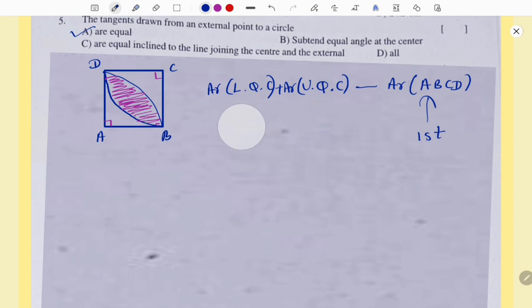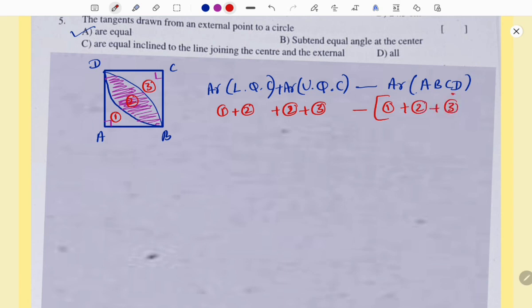I can explain it in another way. Here I can name this part 1, this part 2, and this part 3. So the area of the lower quadrant means part 1 plus part 2, yes or no? The area of the upper quadrant circle means part 2 plus part 3, minus the area of ABCD, which means part 1 plus part 2 plus part 3. So now you can subtract: 1 minus 1 is 0, 2 minus 2 is 0, 3 and 3 cancel.